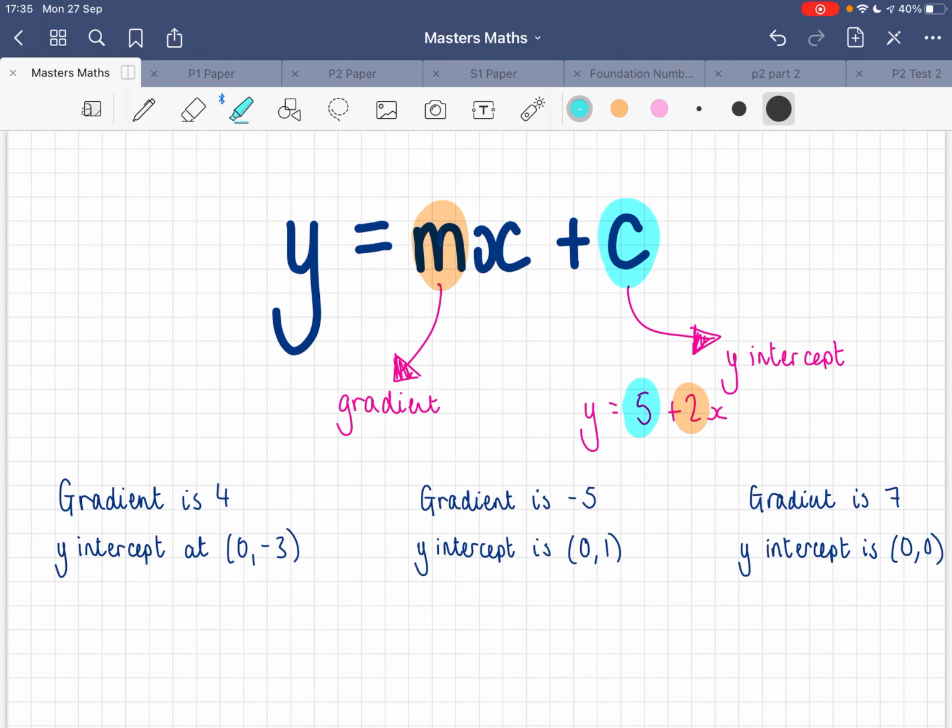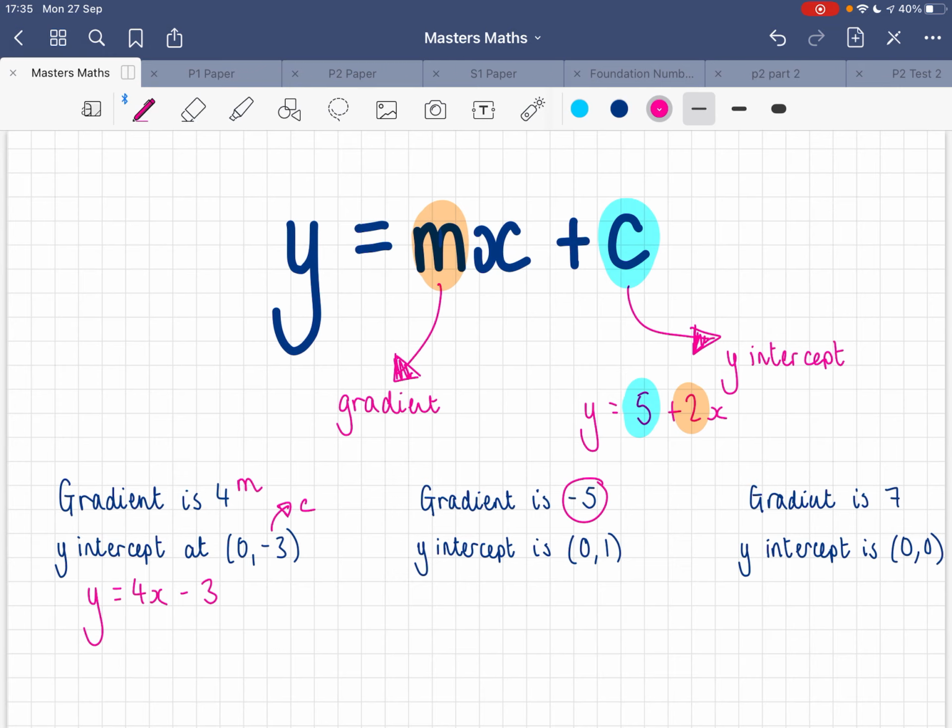You could be asked to write the equation of the line when you are given a gradient and a y-intercept. That is as simple as just putting those numbers into the general equation of the line. So if the gradient is 4 and the y-intercept is at 0, -3, the equation of that line is y equals 4x, because 4 is the gradient, the m, and then c is the y-intercept, so 4x minus 3.